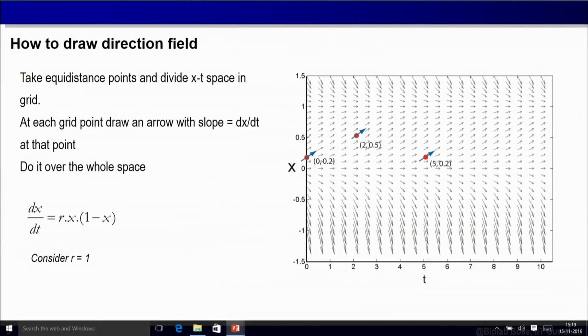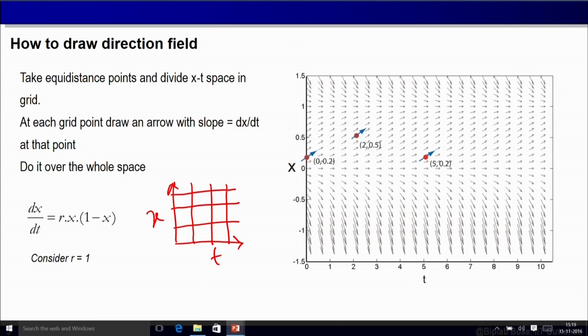I can extend this further. What I can do? I can divide the whole space of x and t. Suppose this is x and t. This is my space x and t, and I can divide it in equal grids like this.